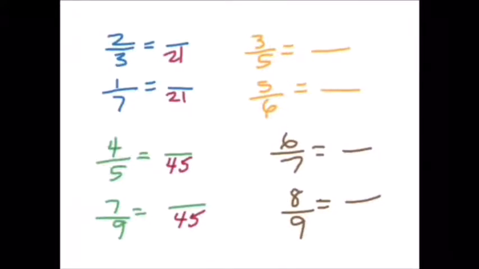6 times 4 is 24. Can you multiply 5 times something and get 24? No. 6 times 5 is 30. Can you multiply 5 times something and get 30? Yes. And so the least common denominator for the orange set is 30.